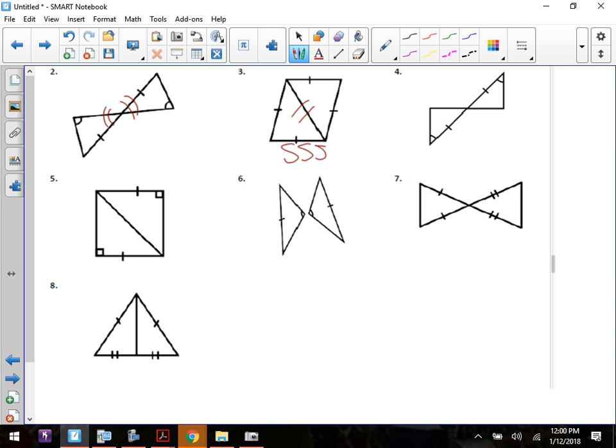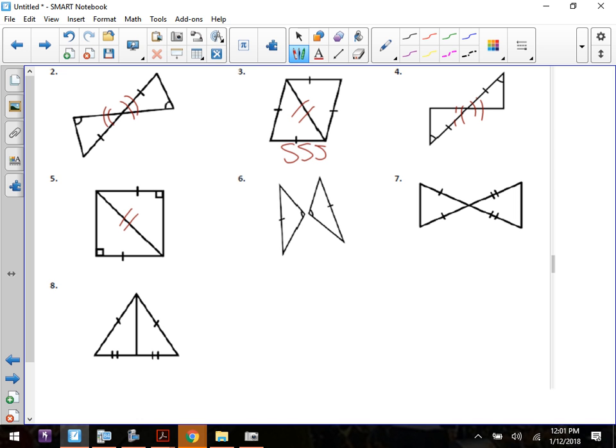Another bow tie picture. Hey, remember when I said a lot of times when you see that bow tie style picture, what are you going to wind up with? You wind up with vertical angles. What do you get? Angle, side, angle. 5, what do you get here? Hypotenuse leg, good. That's an example of hypotenuse leg.